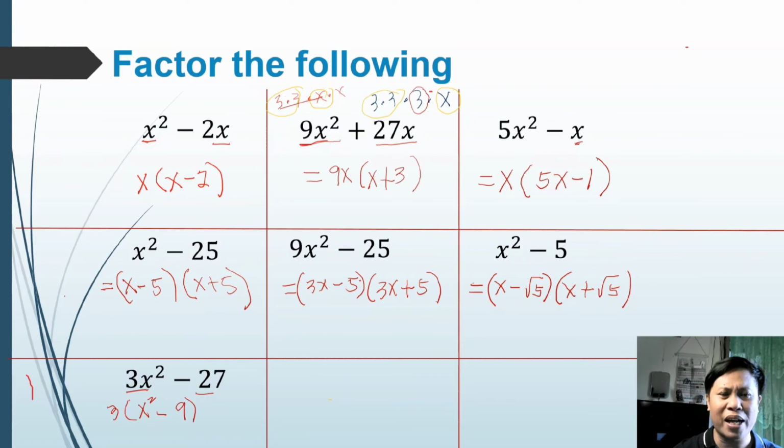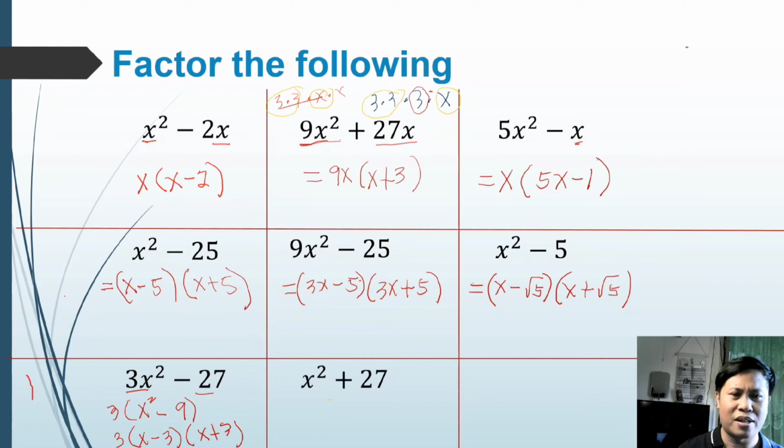But remember, x squared minus 9 is still factorable. So, we can have 3 times the square root of x squared, which is x, minus the square root of 9, which is 3. Then, rewrite it, change the sign in the middle. So, the factors of 3x squared minus 27 are 3 times the quantity of x minus 3 times x plus 3. Okay? So, how about x squared plus 27?